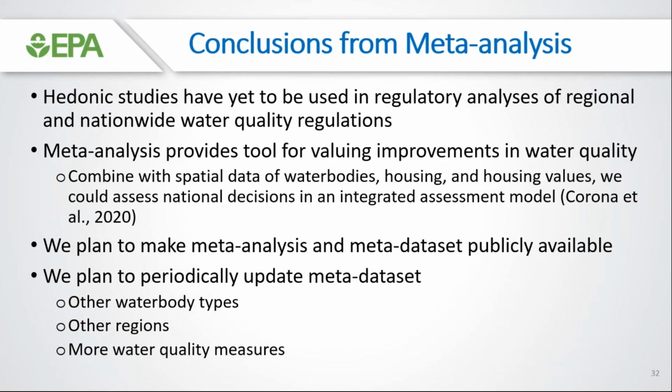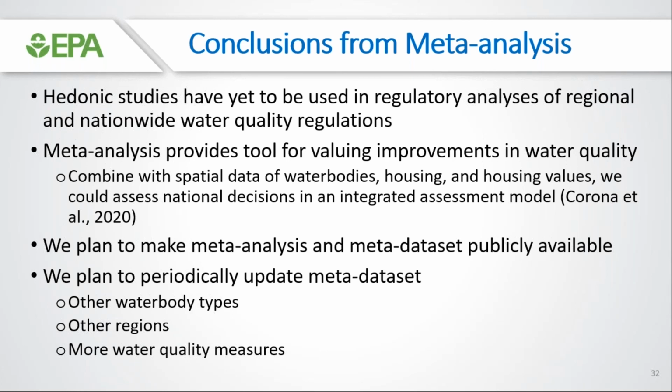So we now have a tool that can provide elasticities related to home values and water quality. One of the contributions is our metadata that we created with the hedonic water quality studies. Combining our elasticity estimates with spatial data of water bodies, housing, and housing values, we could assess national decisions in an integrated assessment model. And that is one that includes both a water quality model and benefits assessment.